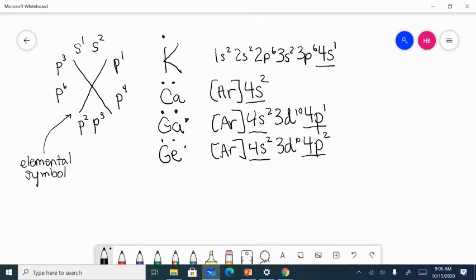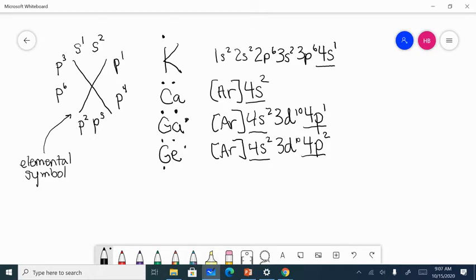Just have to be careful that they're not on the same side. What would be incorrect is if you did this, because that would make it look like it has 2 pairs of electrons, but it does not. It has 2 unpaired electrons and 1 pair of electrons.